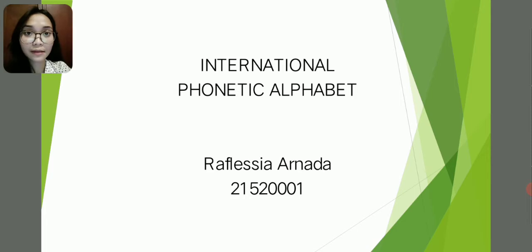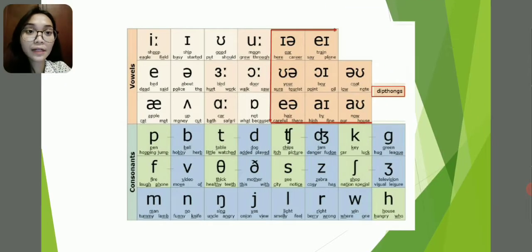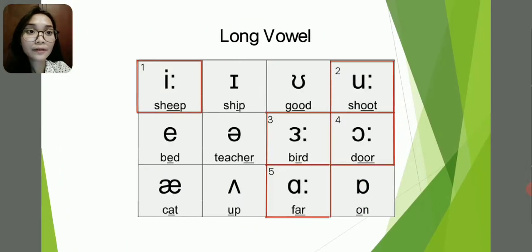Today I would like to tell about the International Phonetic Alphabet. The International Phonetic Alphabet is divided into three parts: vowels, diphthongs, and consonants. Vowels are divided into two: short and long vowels. Now we're going to talk about the first sound, which is vowel.